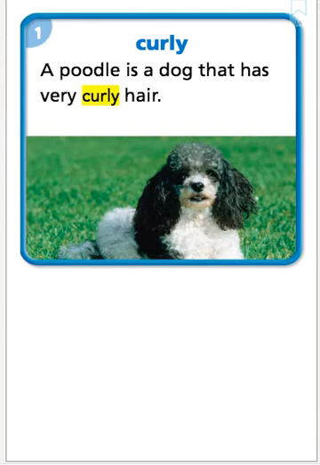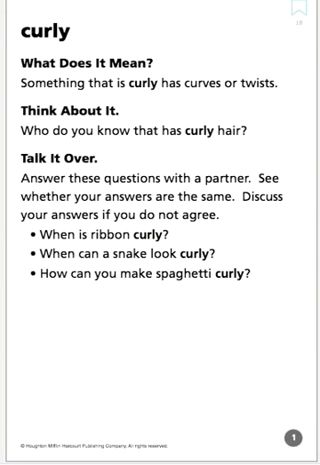So I'm going to start with the first word, curly. A poodle is a dog that has very curly hair. What does it mean? Something that is curly has curves or twists. So this is what you are doing today. You are going to think about it. Who do you know that has curly hair? Think about it.